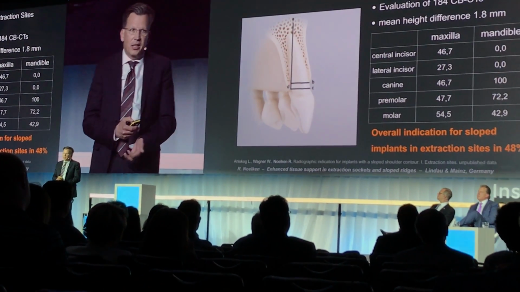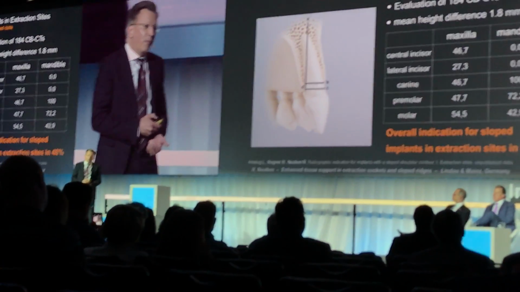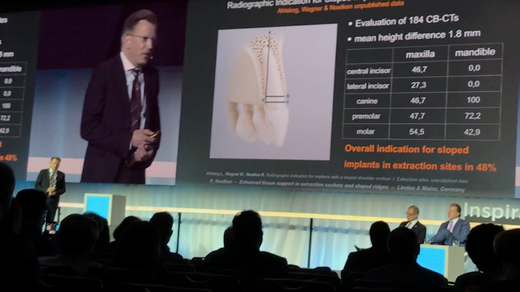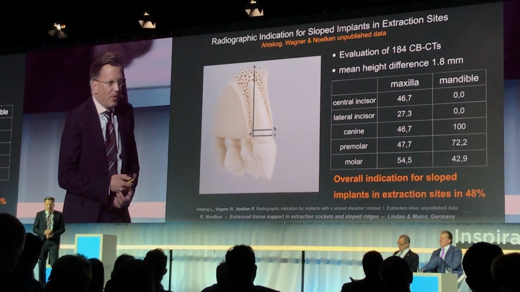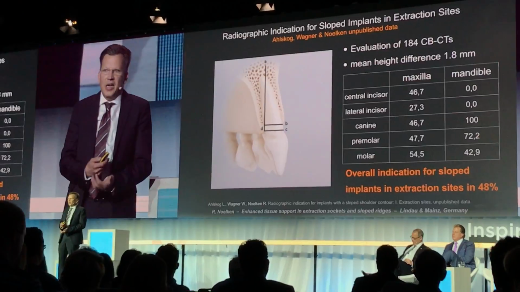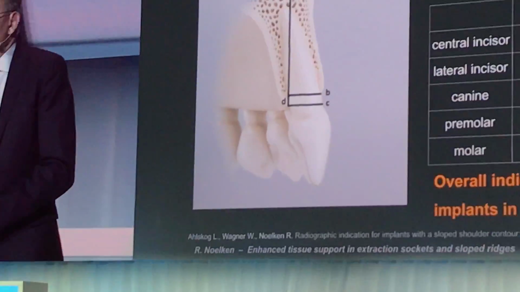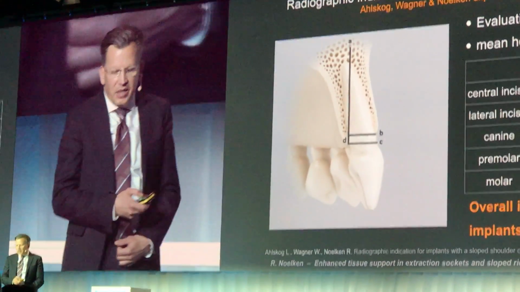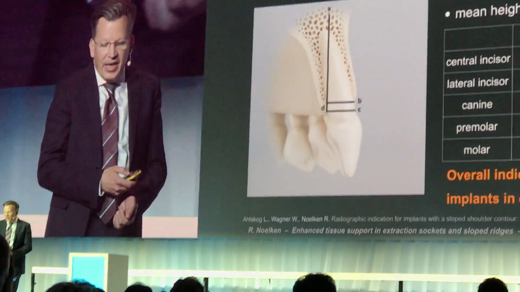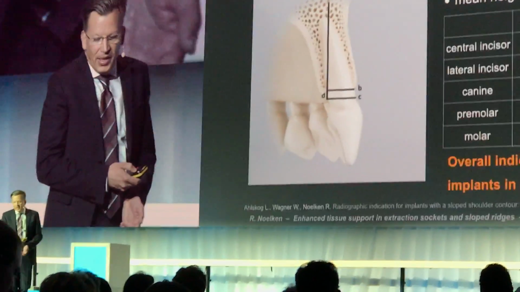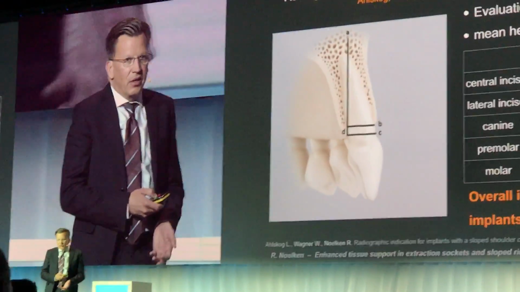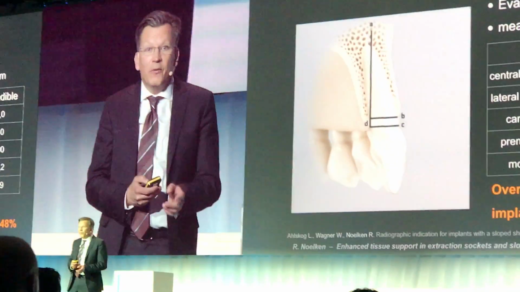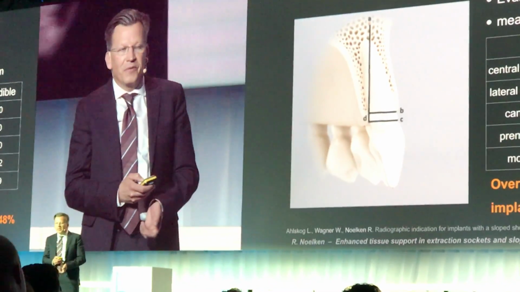We evaluated 184 cone beam tomographies for immediate implant placement. And we have seen there's a height difference between the oral and the facial bone of 1.8 millimeters. And we can say that there's an overall indication for sloped implants to be placed in extraction sites in 48% of the cases.